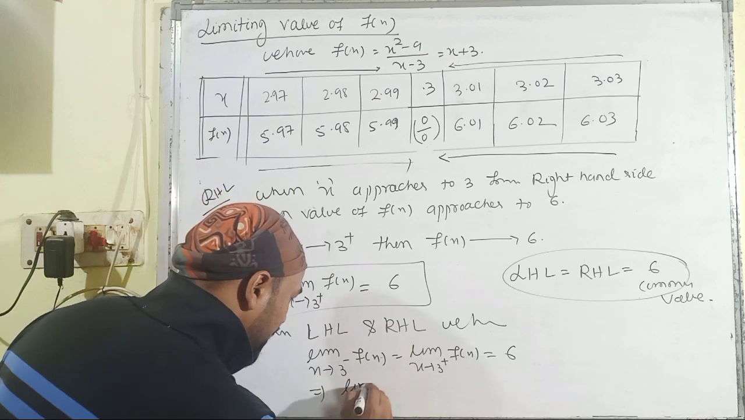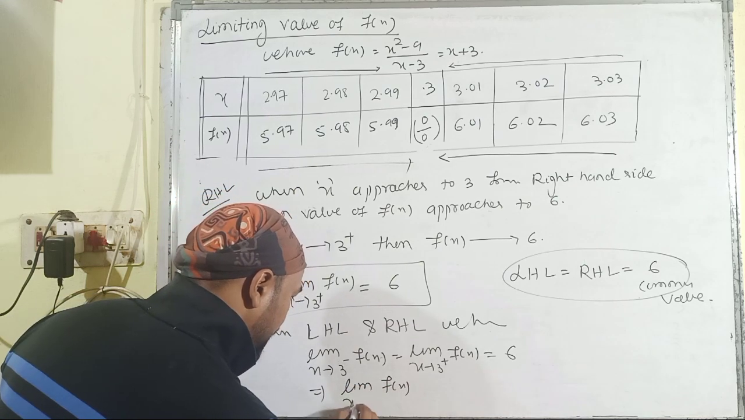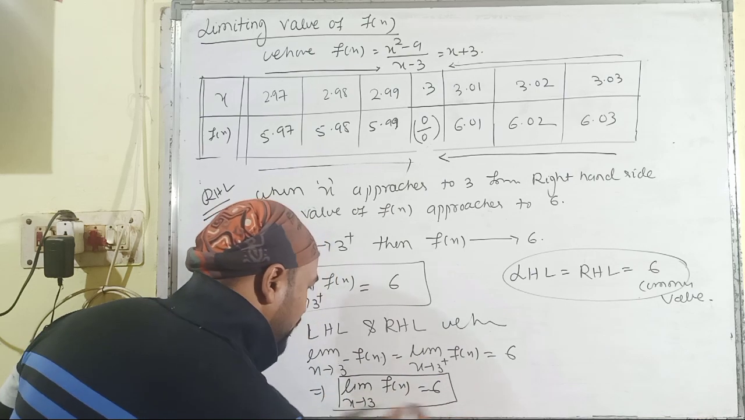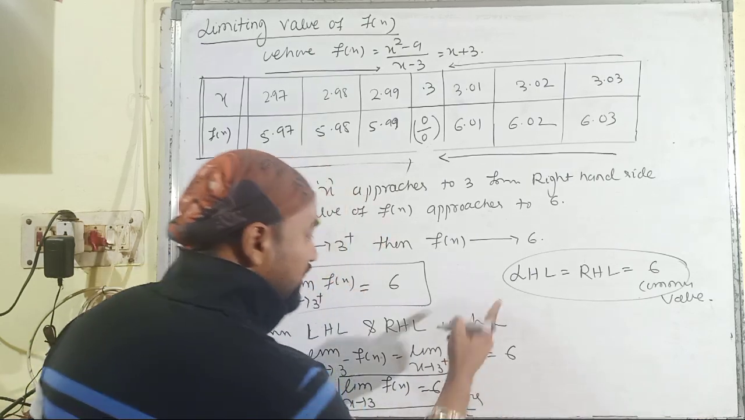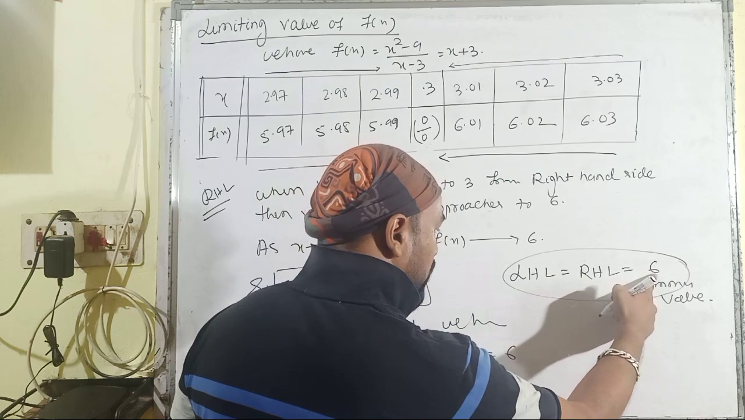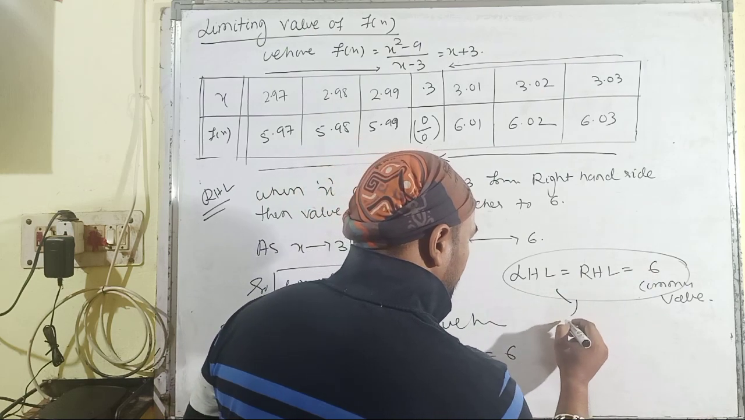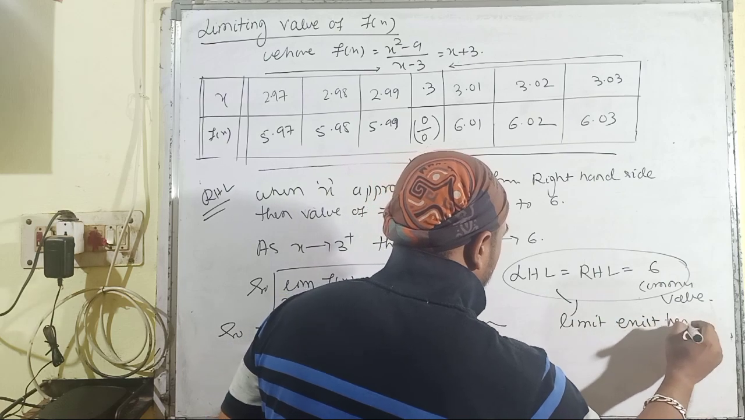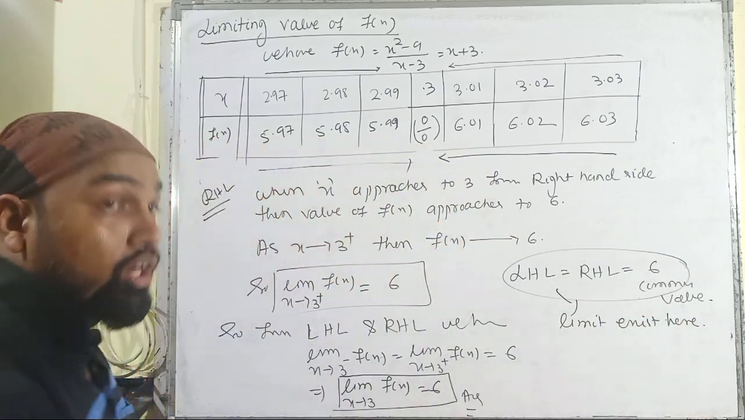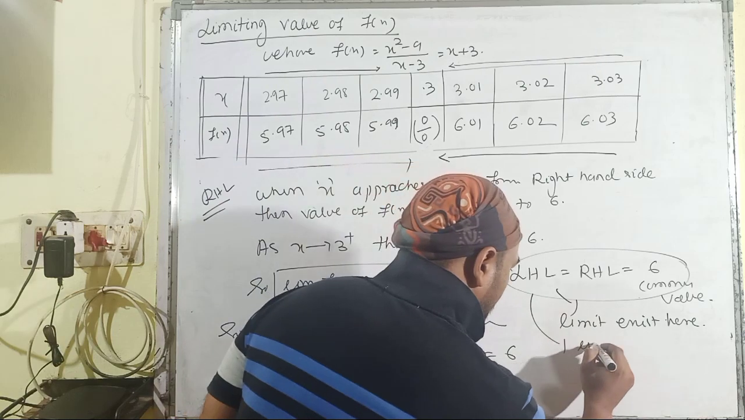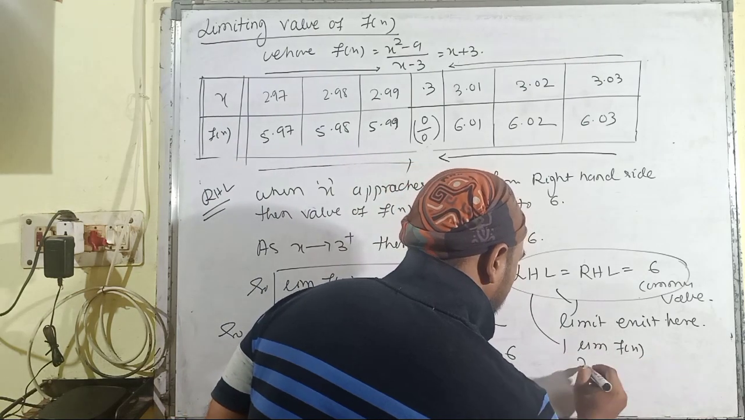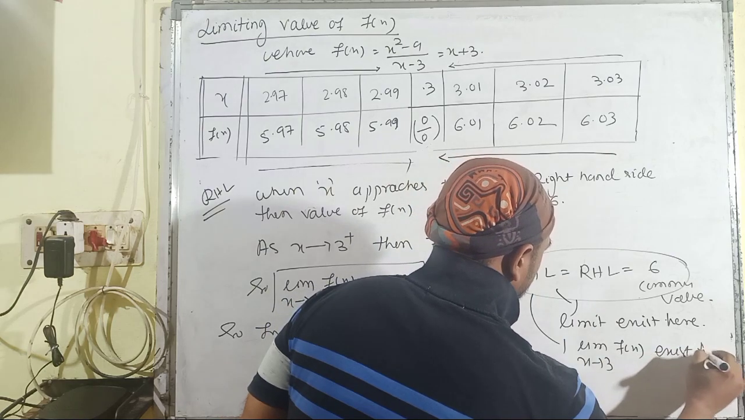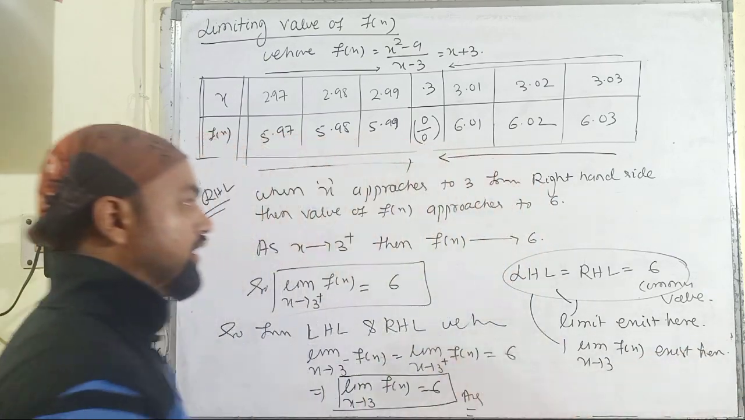So the limiting value of f of x when x tends to 3 is equal to 6, and this is the final answer. As the left hand limit and right hand limit are equal, you can also write that the limit exists here, or you can say that the limiting value of f of x when x approaches 3 exists at the point 3.